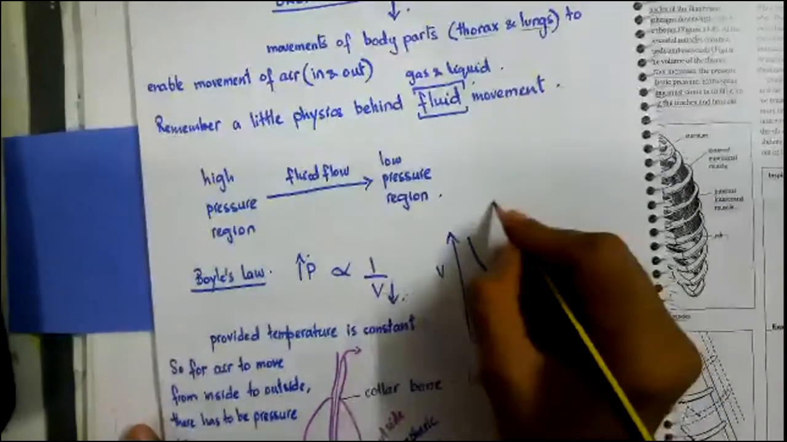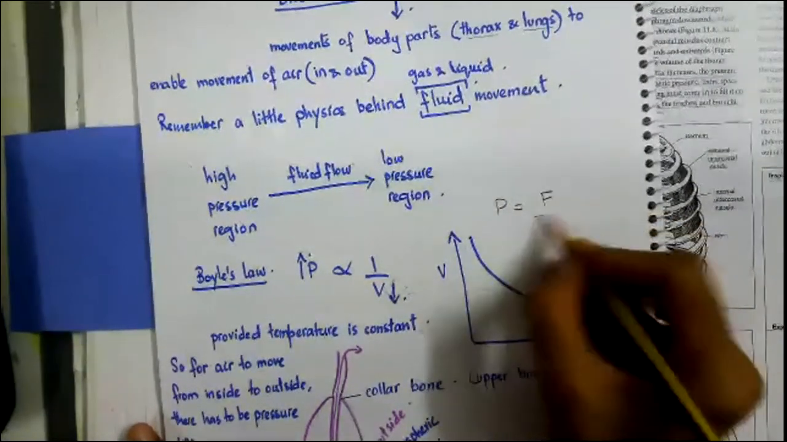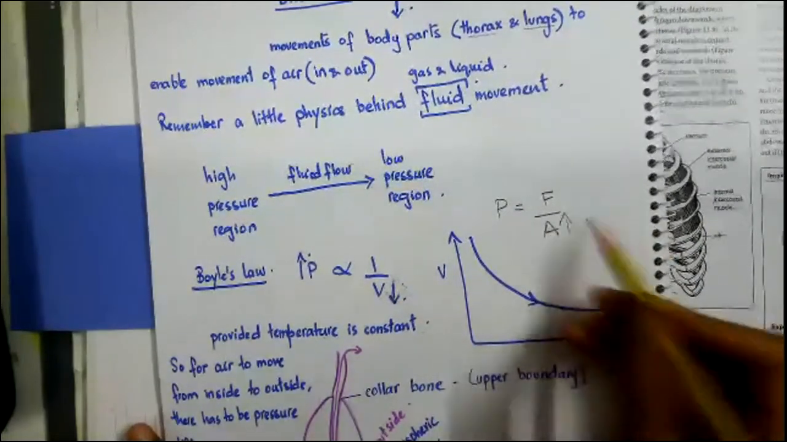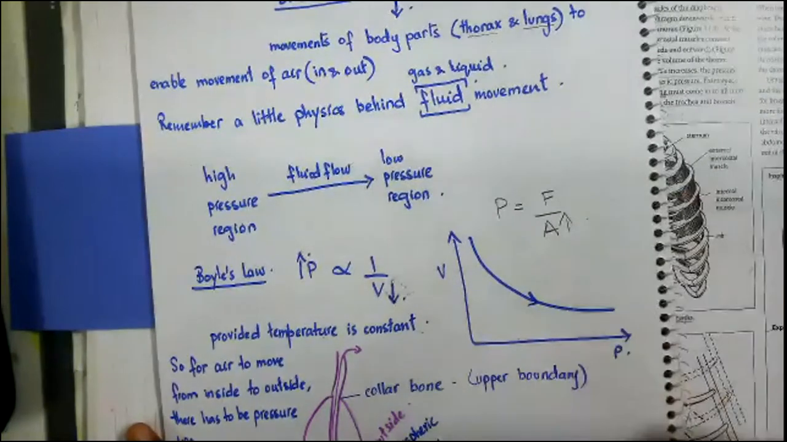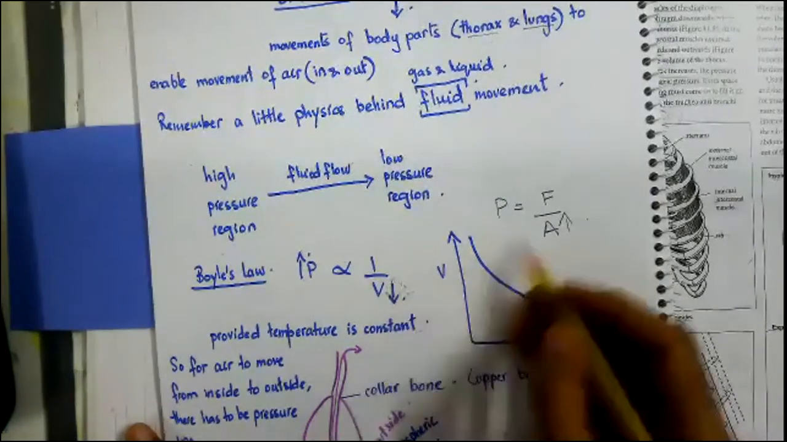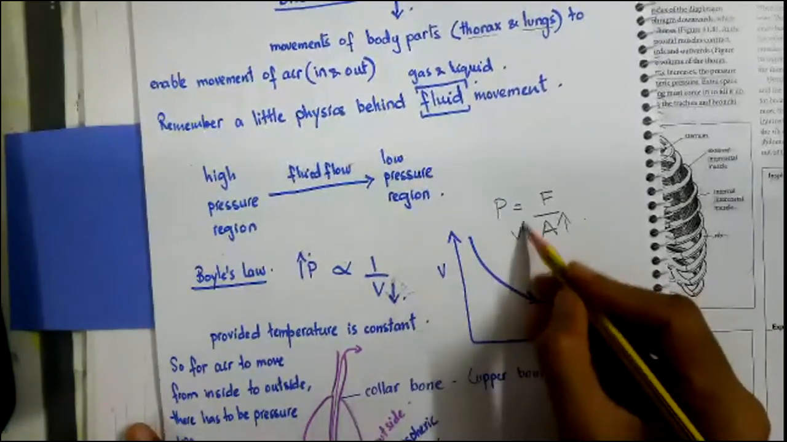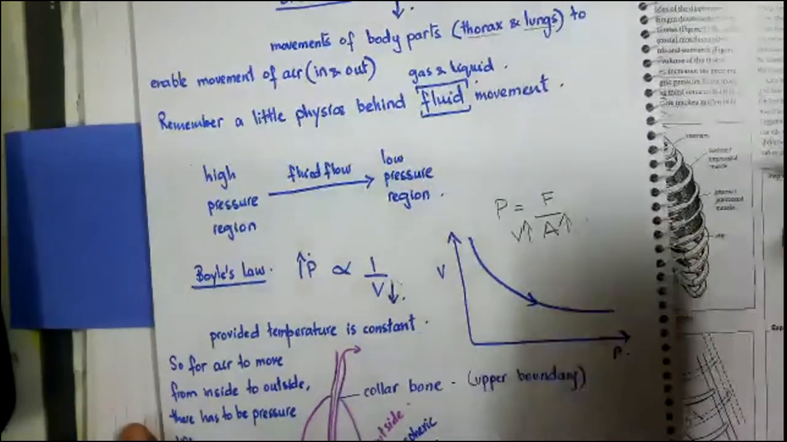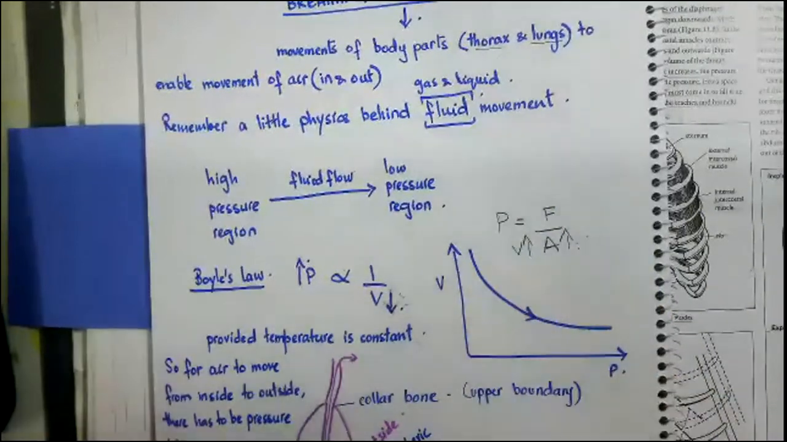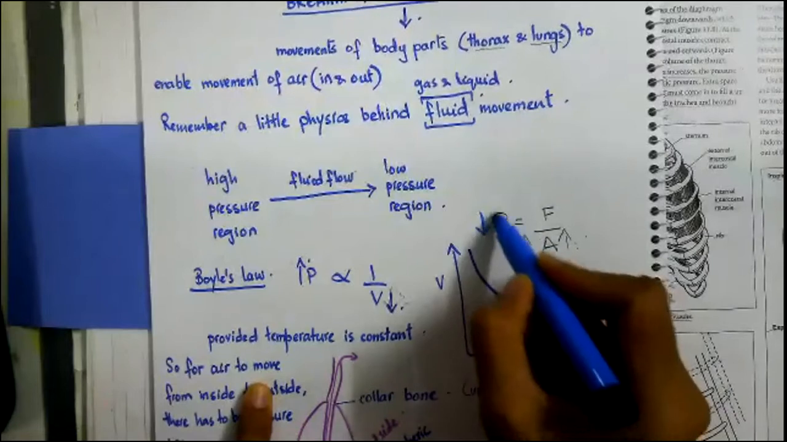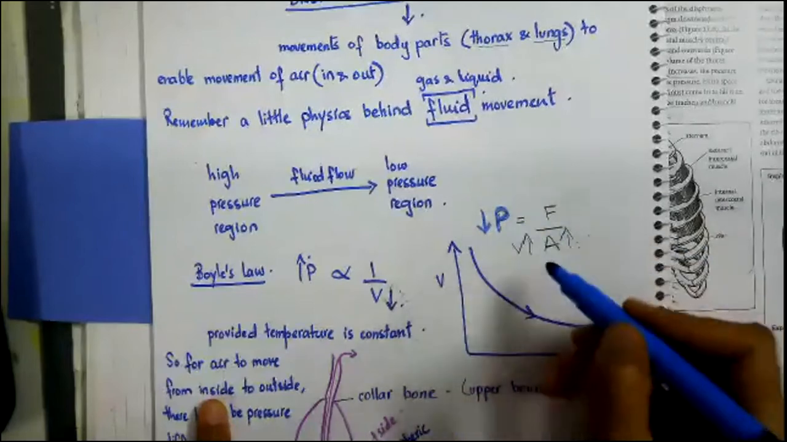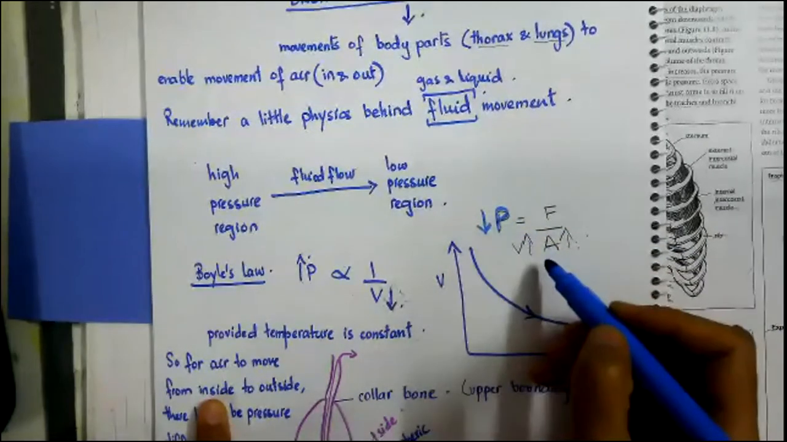And so remember, for those of you who might not remember, force over area. So when the volume increases, the area of the wall also increases, if we're talking about a container. And in this case, in biology, we're talking about the thoracic cavity. So if the volume will increase, that would mean the area is increasing. And if the area is increasing, that means the force is getting divided over a bigger area, and that would mean decrease in pressure. Right? So you can understand it that way. That's why they are opposite. Their relationship is opposite to each other.